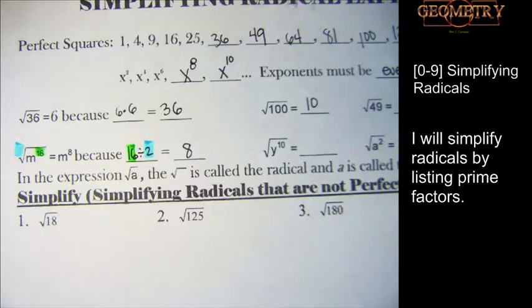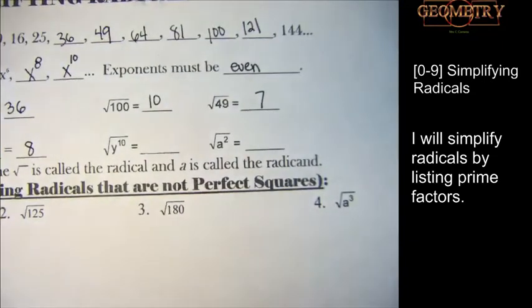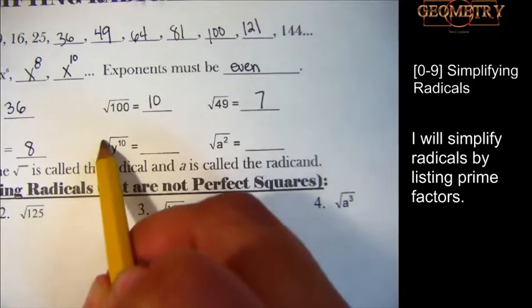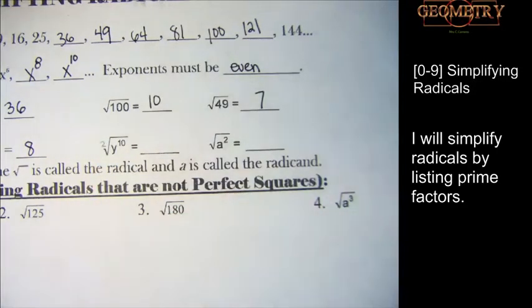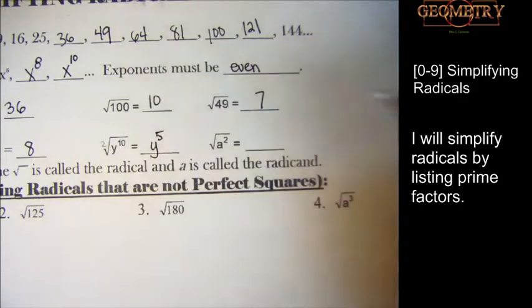Is 2 divided by? The 2 is going to be the index. When it's not written, it's a 2. Okay? Turns into easy division for you. Cool? All right. So the square root of y to the 10th. What's the index? 2. The index is 2. So I'm going to do 10 divided by 2. 10 divided by 2 is? That's the exponent of my answer.